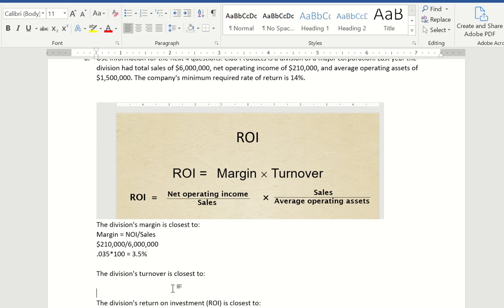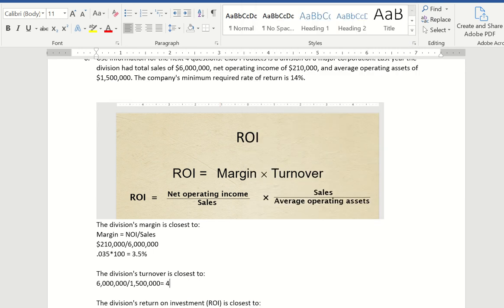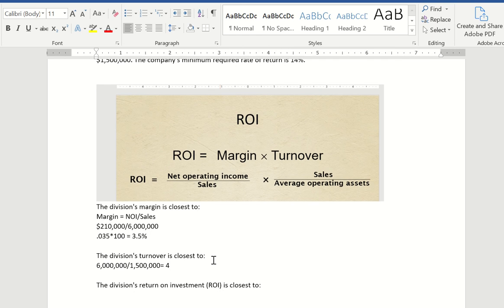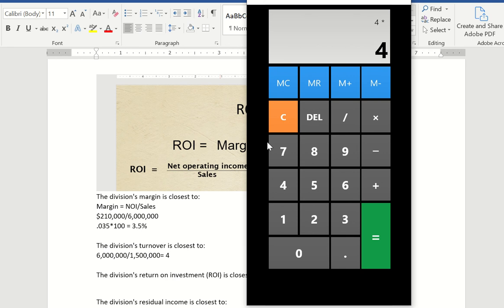The turnover, how efficiently we are using our assets, would be 6 million, and then I need to find my average operating assets, which is 1.5 million. So 6 million divided by 1.5 million. You could also do this in Excel, since you do have Excel now. So that would be 4. So they turn over 4 times a year, and so I could multiply 4 times 3.5%, which is 0.035. That would be 14%.